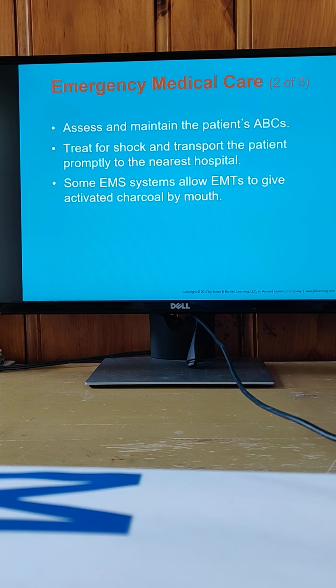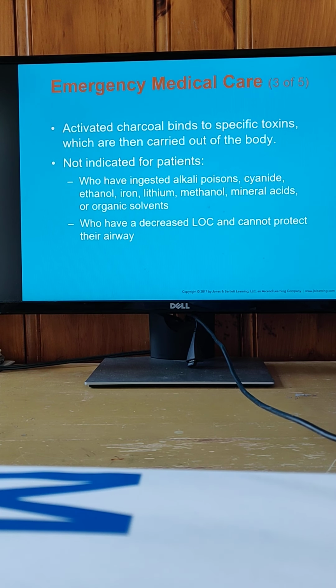But depending on where you work, protocols might be different. Become familiar with the protocols in the area or the city or the state that you're working in. Activated charcoal binds to specific toxins, which are then carried out of the body by pooping.